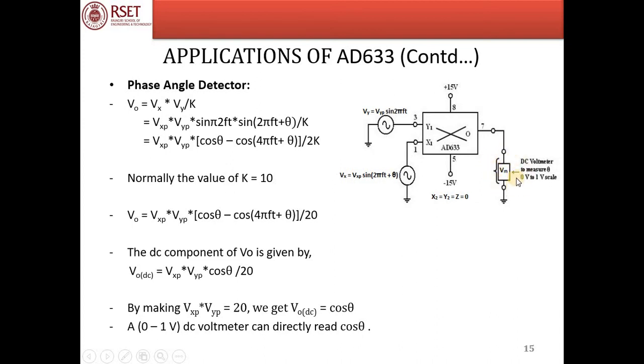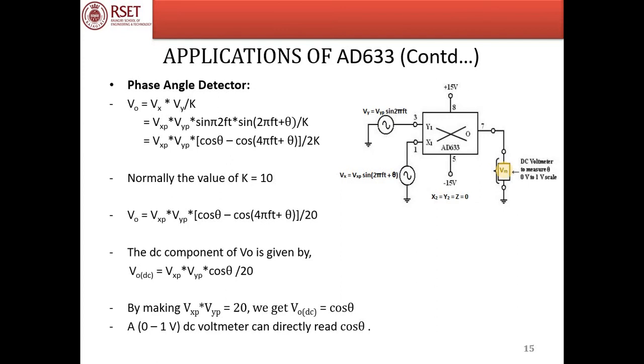Why do we use a voltmeter to measure between 0 and 1 volt? Because the maximum value of cos theta is 1 volt. Okay. So at the input we are giving two phase shifted inputs. We get the output like this, which has a DC component Vxp into Vyp into cos theta by 20. We provide two inputs in such a way that Vxp into Vyp is 20. So we get the DC component as cos theta, which can be directly measured using a DC voltmeter placed at the output. In that way we can find out the phase angle theta.